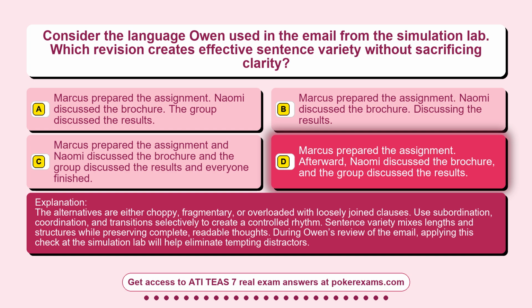Use subordination, coordination, and transitions selectively to create a controlled rhythm. Sentence variety mixes lengths and structures while preserving complete, readable thoughts. During Owen's review of the email, applying this check at the simulation lab will help eliminate tempting distractors.